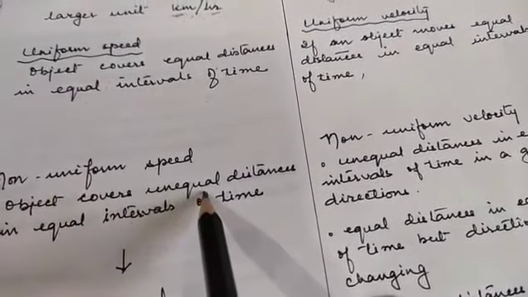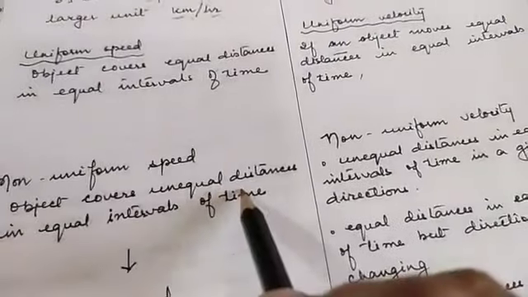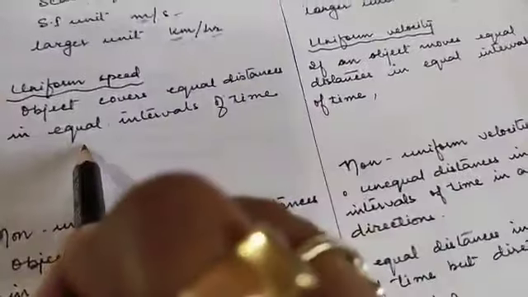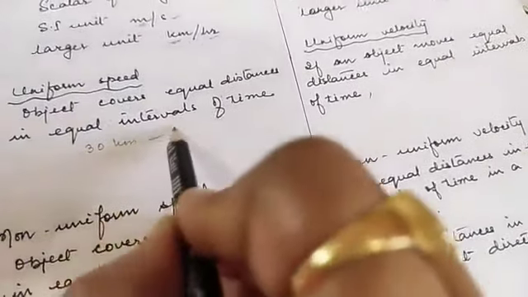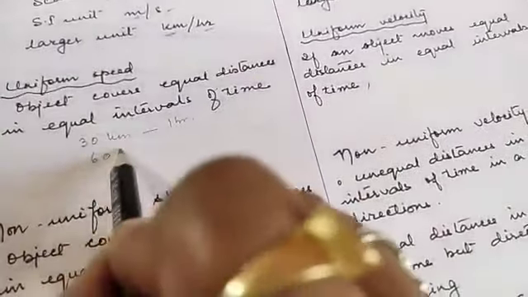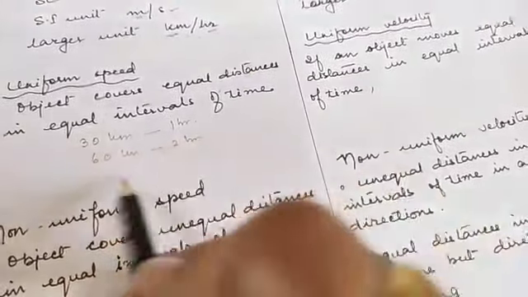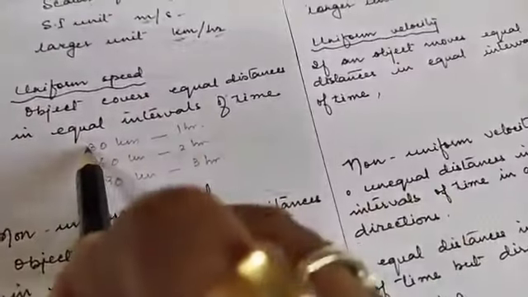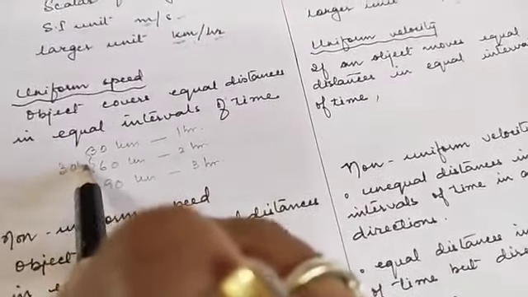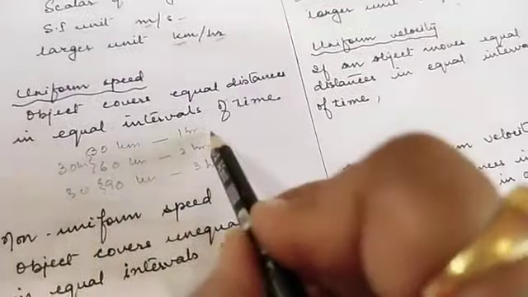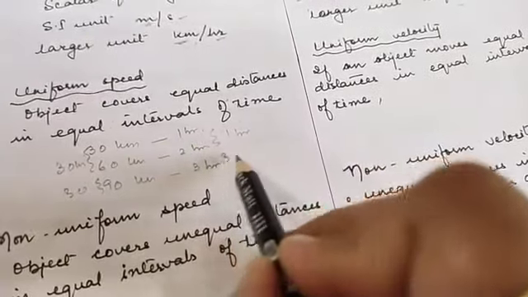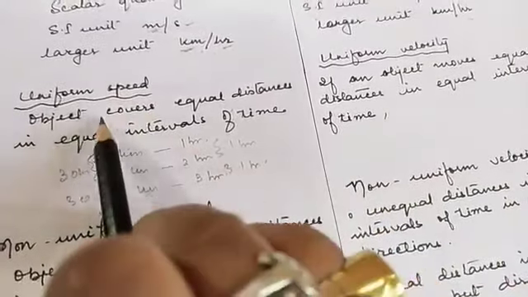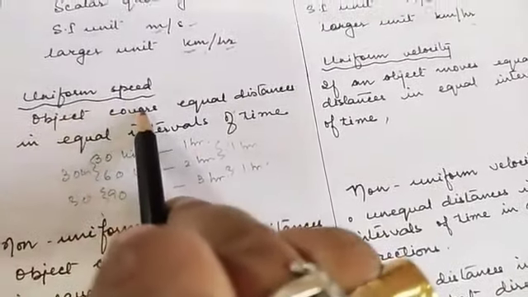And non-uniform speed is when the object covers unequal distance in equal intervals of time. Equal distance in equal intervals of time: suppose it covers 30 kilometers in 1 hour, then 60 kilometers in 2 hours, then 90 kilometers in 3 hours. It is covering 30 kilometers in each hour. Then the body is said to be having uniform speed.